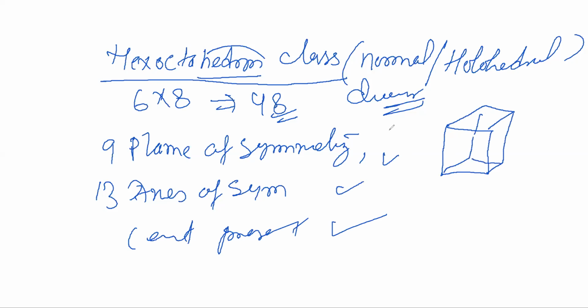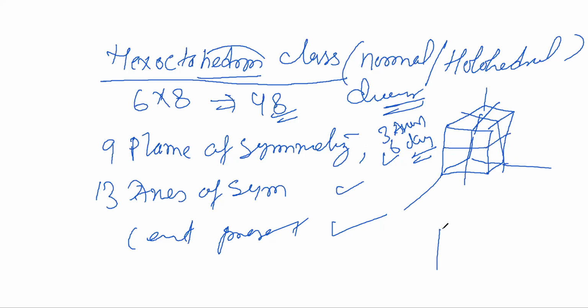Out of these 9, 3 are axial, 6 are diagonals. This is the only system which has 6 diagonals, that is the cubic system. This you have to again remember. So axial: 1, 2, and 3. These are the axial planes, right?